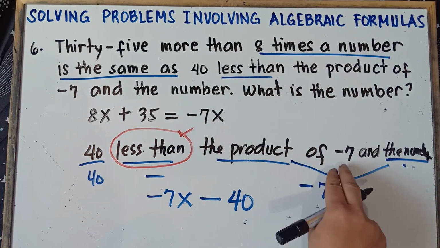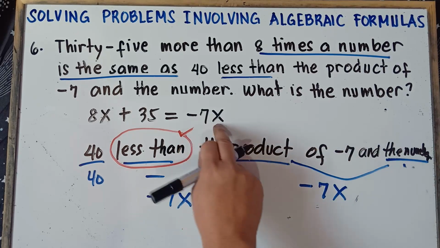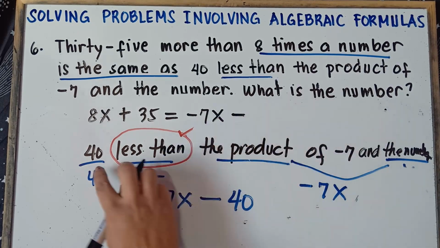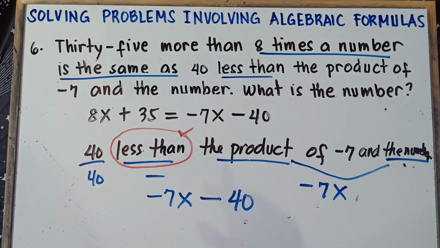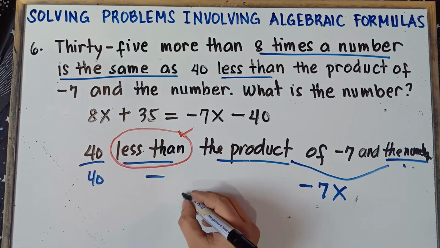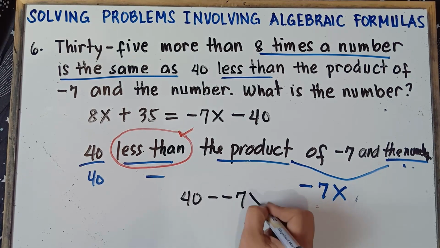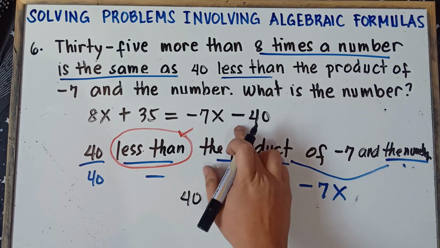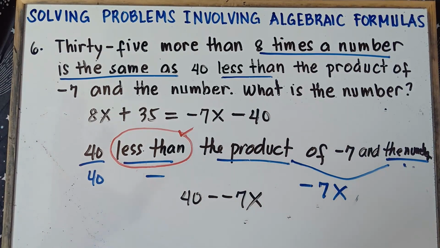So the product of negative 7 and the number, it will be negative 7x comes first. Copy, minus sign, less than, and then copy 40. It should be negative 7x minus 40, class. Once again, it should be negative 7x minus 40. You will not write this one, class. Okay, let me just erase this one. You will not write 40 minus negative 7x. Nope, class, you will commit mistake. It should be negative 7x minus 40. Alright, I hope it's clear for you, class, with regards to less than and then more than.